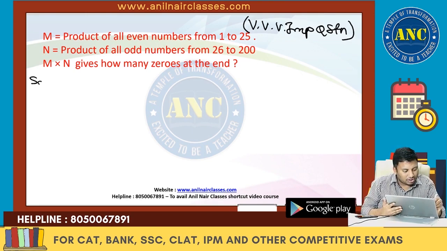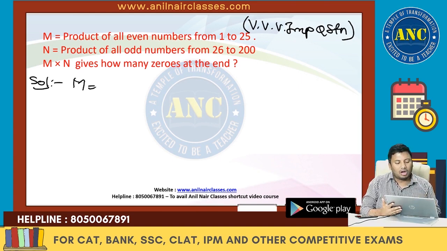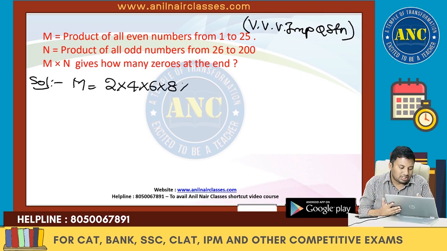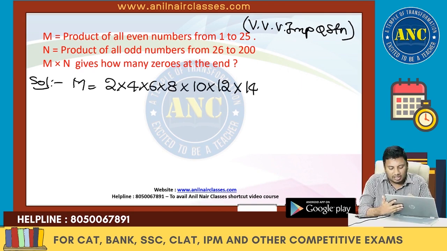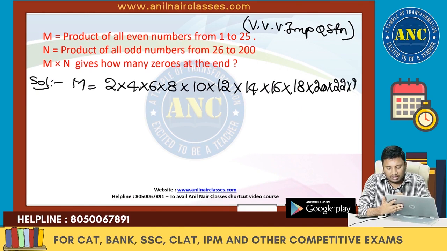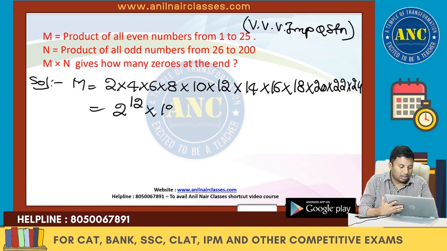Please read the question. Question is, M is product of all even numbers from 1 to 25, which is 2 1s, 2 2s, 2 3s, 2 4s, 2 5s, 2 6s, 2 7s, 2 8s, 2 9s, 2 10s, 2 11s, 2 12s. There is a reason why I am writing like this. So 2 1s, 2 2s, 2 12s. It is 2 power 12 into 12 factorial.